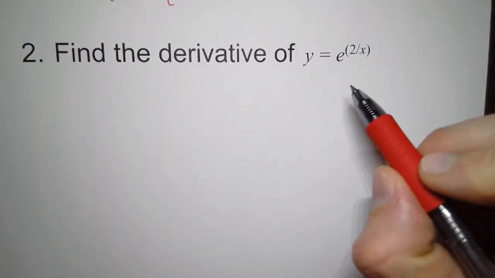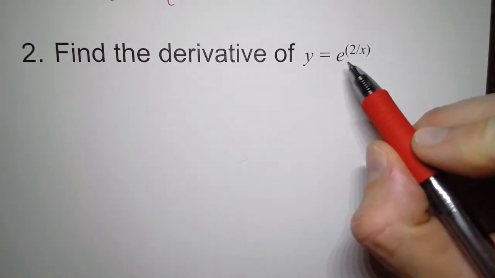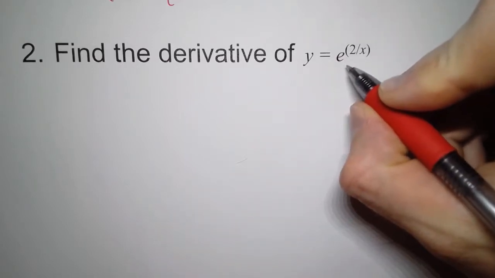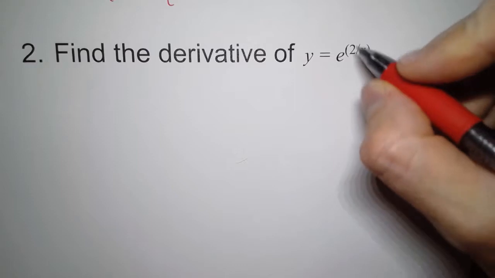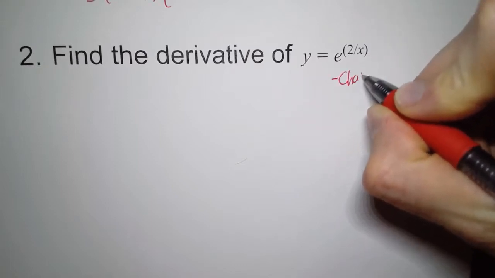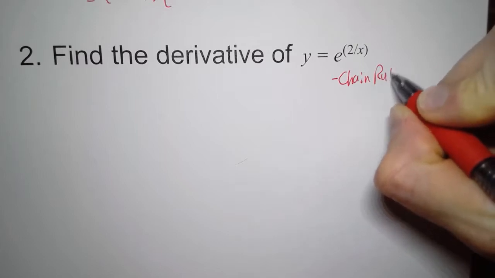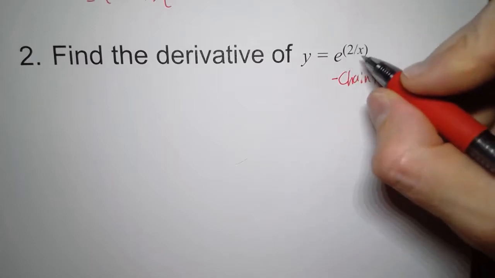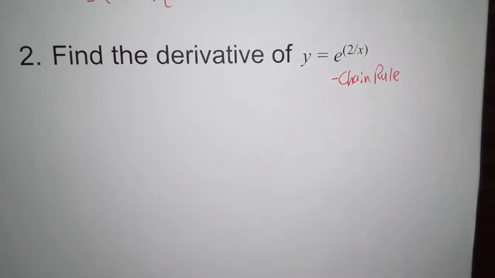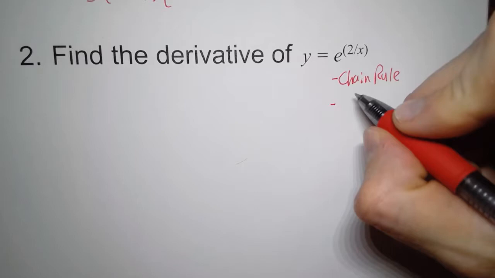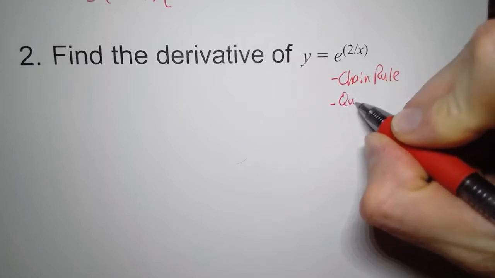Now, the second one requires the knowledge of e. So we need to know that, which we do. That's a pretty easy derivative, but this is a chain rule problem because that's built in. Because we want it to be e to the x normally, but it's not e to the x, it's e to the 2 over x. And since we're dividing, we also are going to need quotient rule.